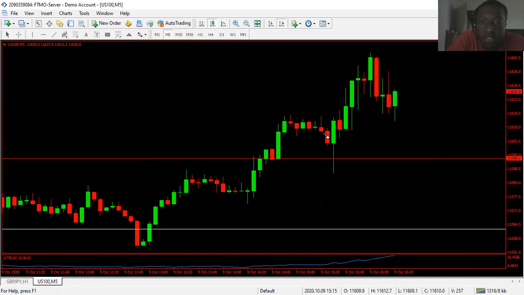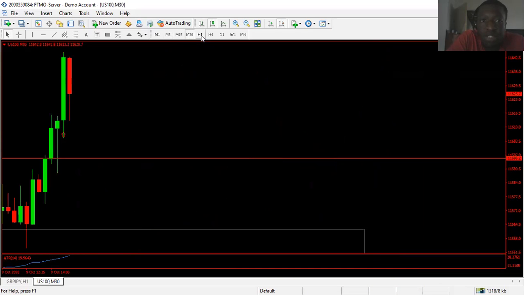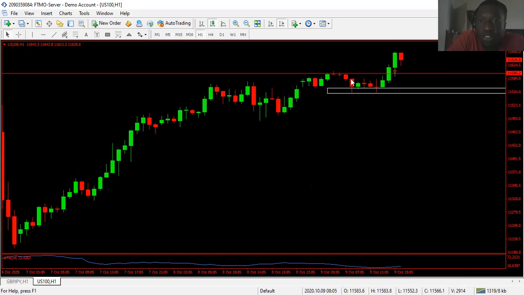Let's just mark it there. So I took buys on this candle, since it was the candle that broke out of this range, and it broke above the previous candle wick, giving me an anticipation that we could see price pushing up further. So let me just go back so we can draw support and resistance.